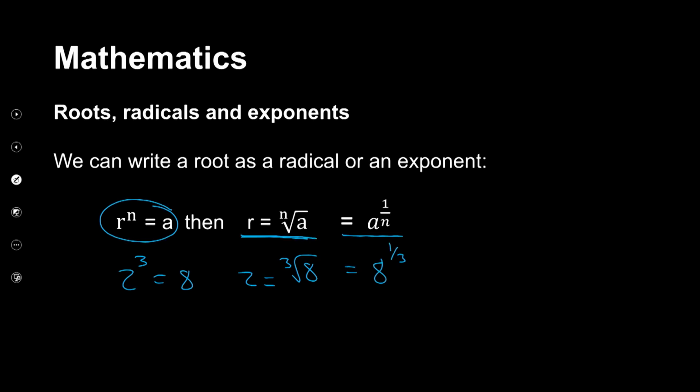Now, how does this lead back to 2? Remember, 8 is the same as 2 to the exponent of 3. If I multiply it by an exponent of 1 over 3, then it definitely gives me 2. That's how it links back to me having that 2 there.